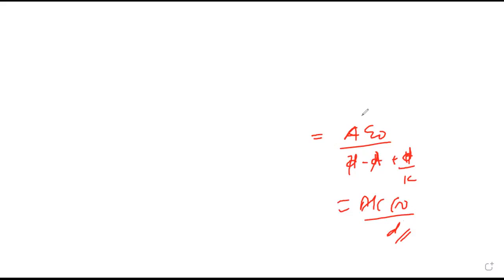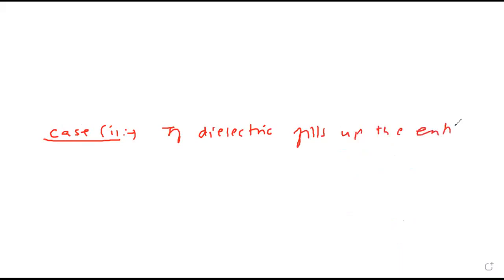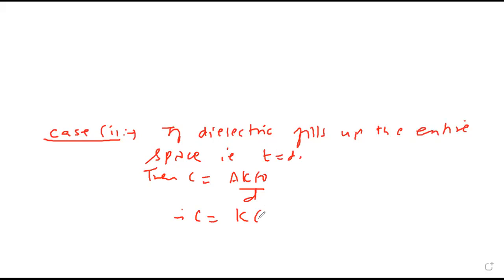Now three cases. Case 1. If dielectric fills up the entire space, that is thickness is D, then C will become A K epsilon 0 by D, just now explained. That means C equals K times that in air, correct?